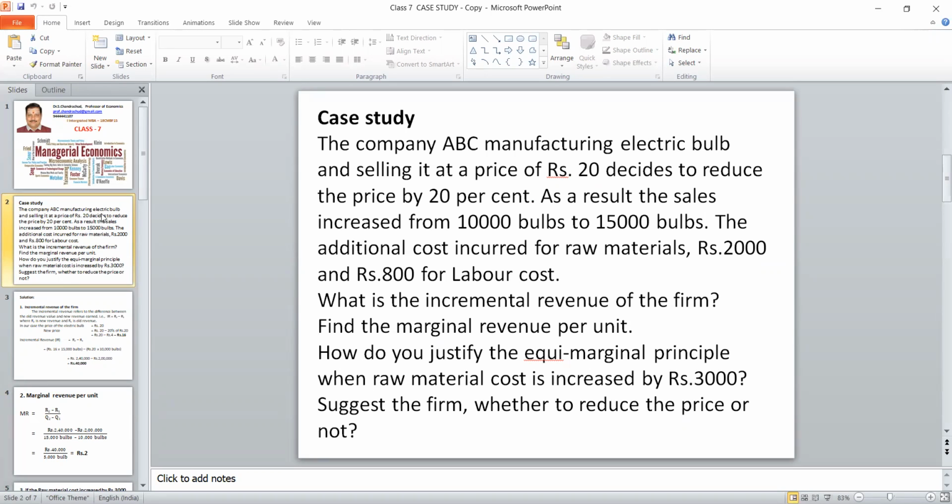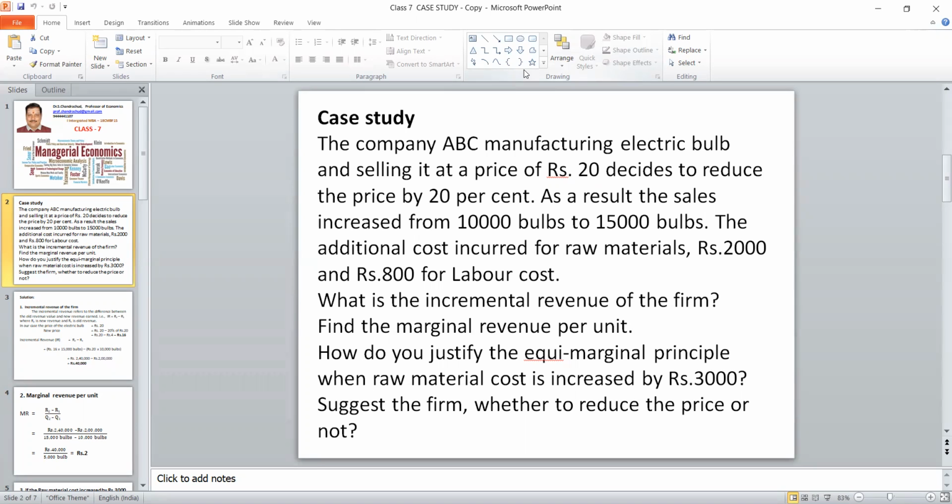Now these are the questions that you should answer. What are the questions? Find the marginal revenue per unit. That is, when you produce an additional unit incurring a marginal cost, how much revenue will you earn out of one particular unit? The second question is, how do you justify the equimarginal principle? You have to explain the equimarginal principle. That is, instead of labor, you are using capital, or whenever you are using a particular product A or product B, whichever it be, you have to say it is equimarginal.